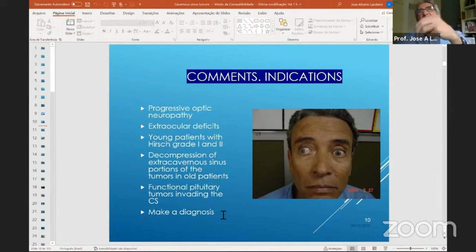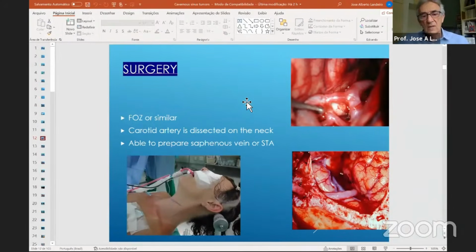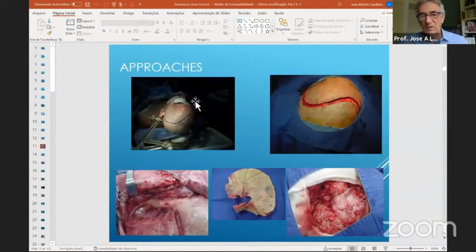Not now. In the past, I did some biopsies, some approaches to tumors inside the cavernous sinus, like lymphoma, but nowadays I think it's not necessary anymore. Look at this. In the past I used the FOZ approach or similar. I used it to dissect the carotid artery in the neck and to prepare a saphenous vein or superficial temporal artery bypass in some cases, but nowadays it's not necessary.